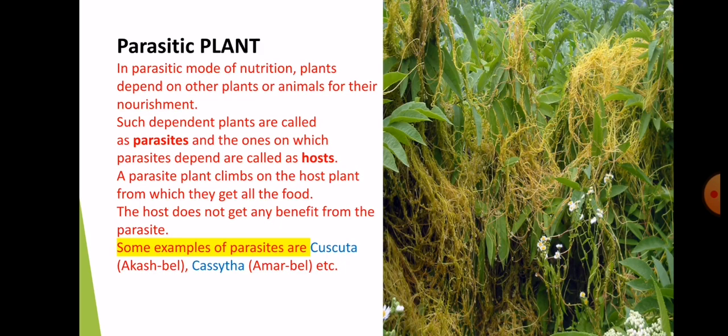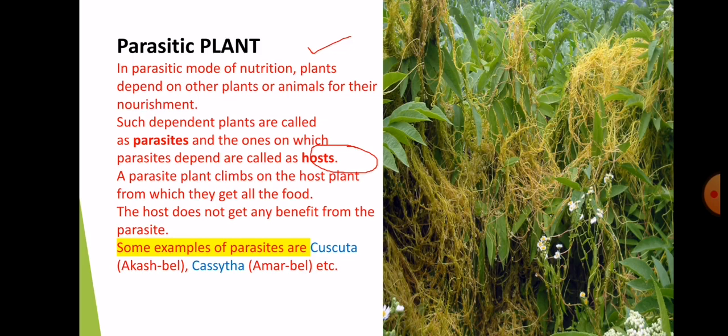The first one is parasitic plant. In parasitic plants, some plants live on another plant for their nutrition. These are called parasites. Now the plants on which these parasite plants survive are known as host.